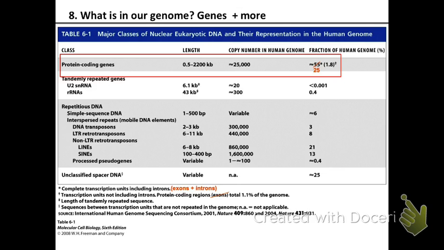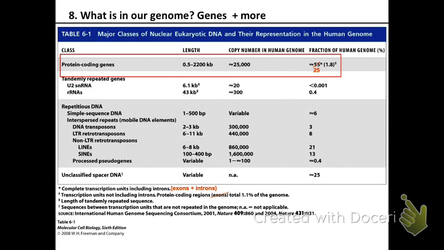So 99% of our genome is dedicated to other things than actually coding for protein products. If you combine all the introns and exons in the genome, it will make up about 25% of the genome. These are the protein coding genes, and there are about 25,000 of them in our genome.